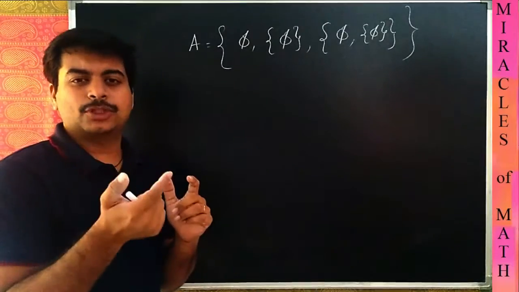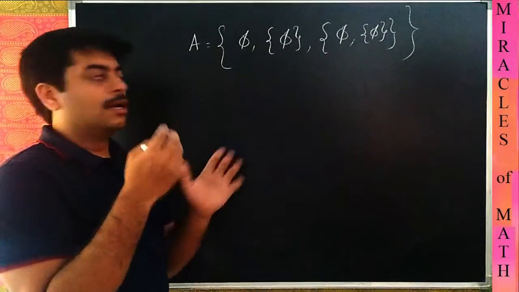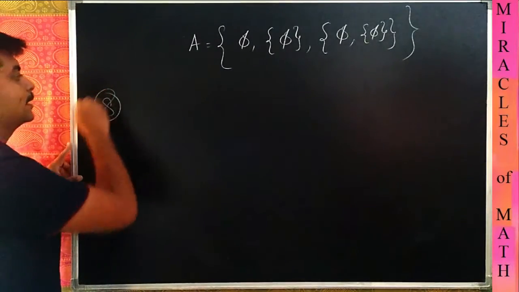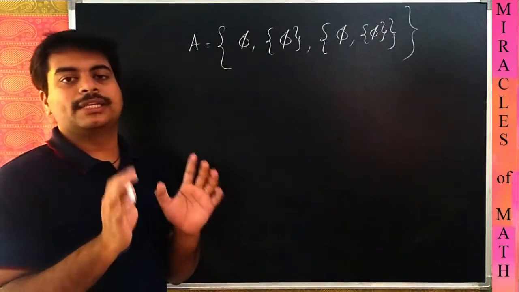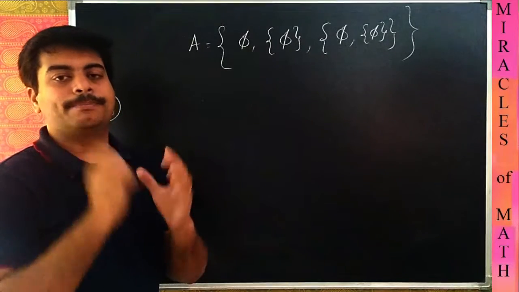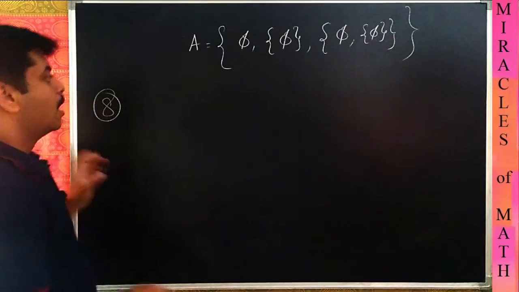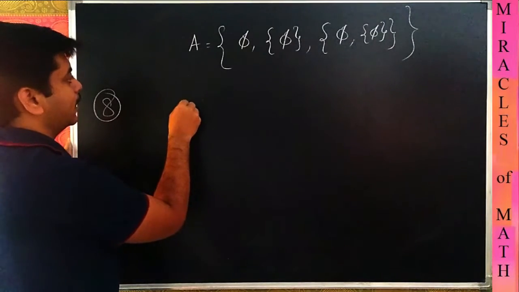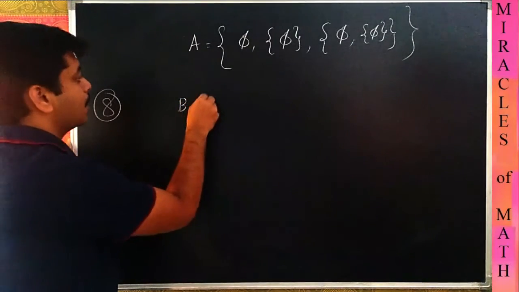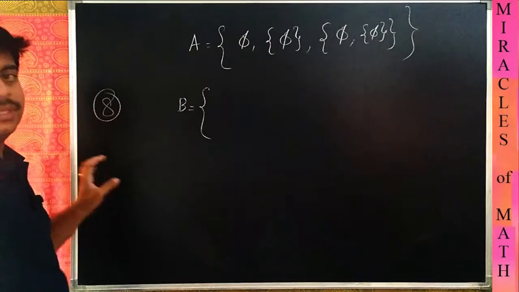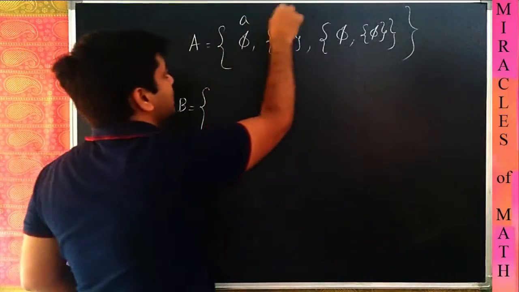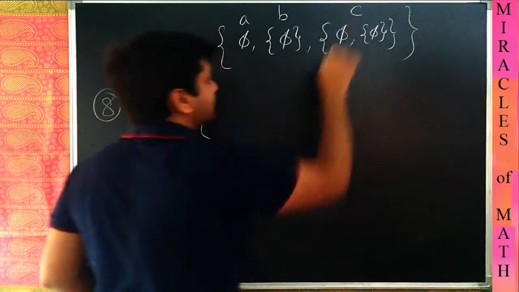So how many subsets should be possible? For 3 elements, 2 cube, that is 8. So we should have a total of 8 subsets. I will confuse you like anything if you are not listening properly, so just pay attention here. All the subsets of A. Just write this as A, this as B, and this complete thing as C.